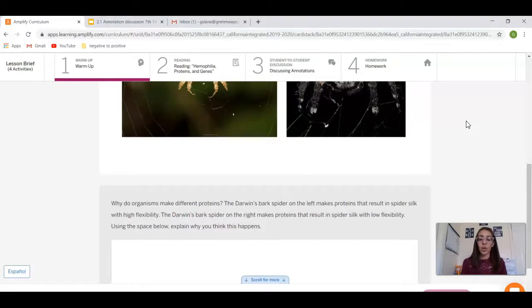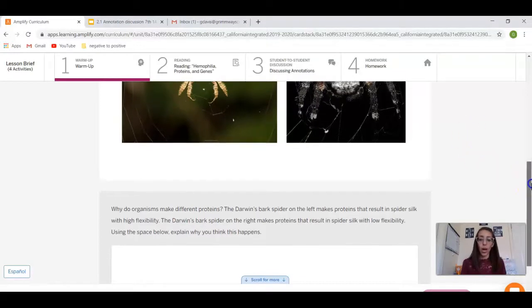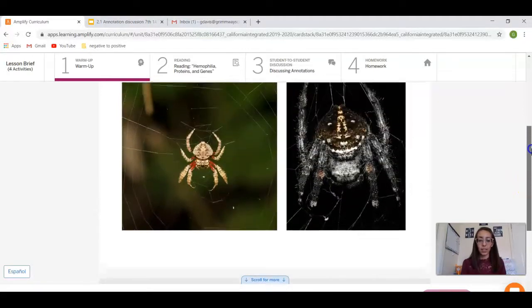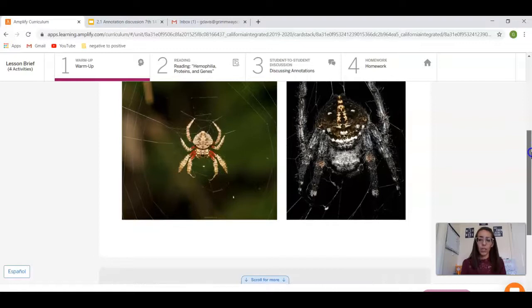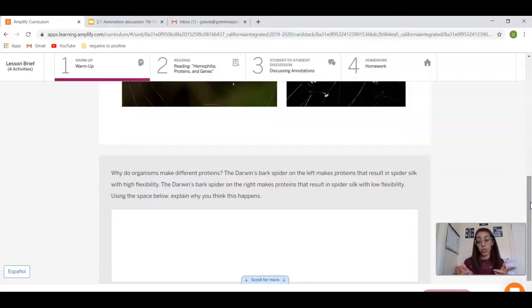Using the space below, explain why you think this happens. So why do you think their proteins are different? Okay, we've talked about how they connect and all that, but why do you think there's different proteins? What is causing them to be different? So go ahead, pause the video, and do your warm-up.